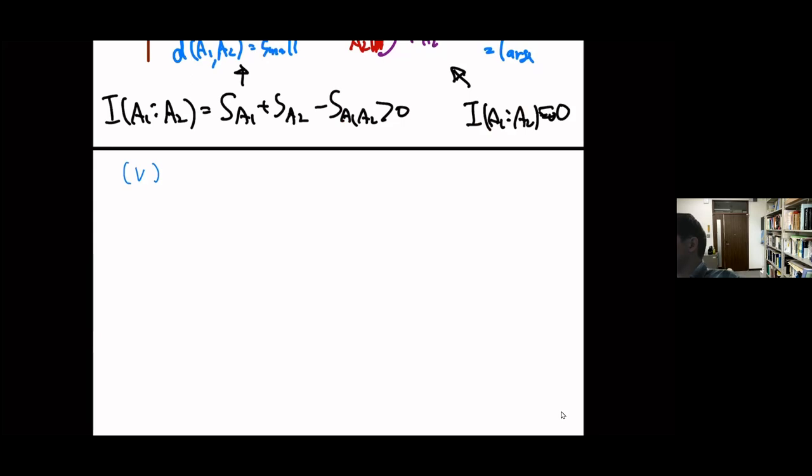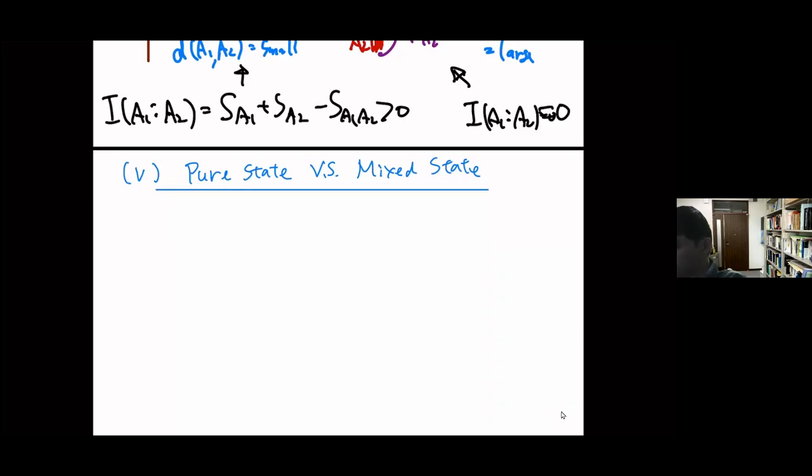So one more important point, which I also emphasized at the beginning of this morning's lecture, is pure state versus mixed state. This also plays a very important role here. So let me consider a mixed state. A typical example of a mixed state is finite temperature.